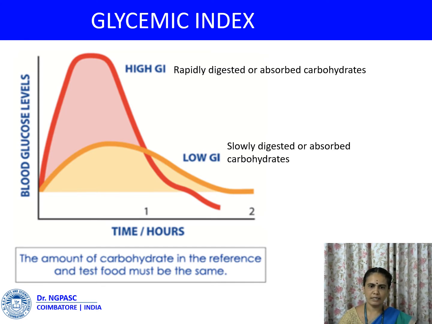The red color indicates the high glycemic index. A high glycemic index means the food is rapidly digested and its carbohydrates absorbed, so the blood sugar rises within a very short time. The yellow color shows the low glycemic index because the carbohydrates are very slowly digested and absorbed. So it shows a low glycemic index at different time intervals. The amount of carbohydrate in the reference and test food must be the same.